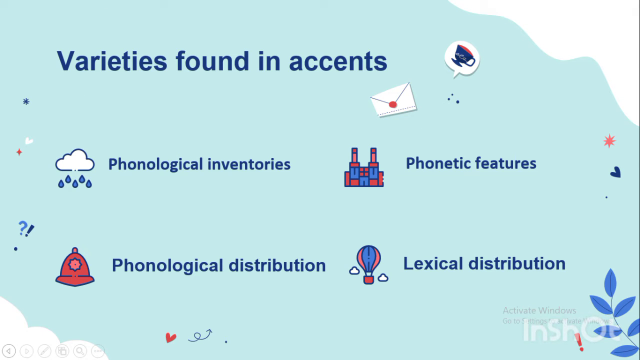Whatever type of accent, geographical, foreign, historical, social, or stylistic, the differences between them can be categorized in four ways. They can differ in phonological inventories, phonetic features, phonological distribution, or lexical distribution.